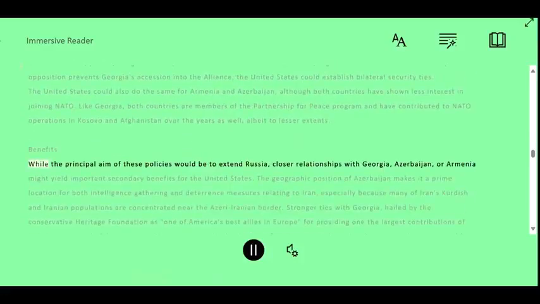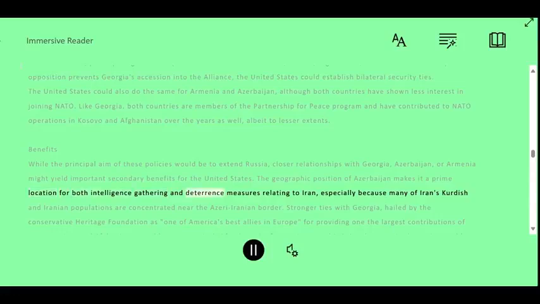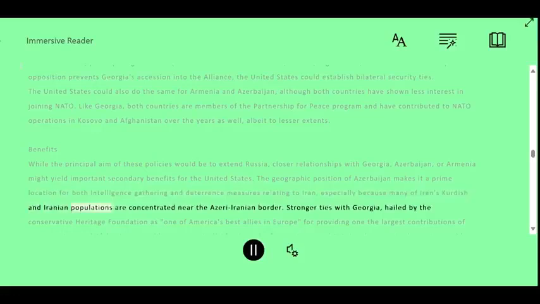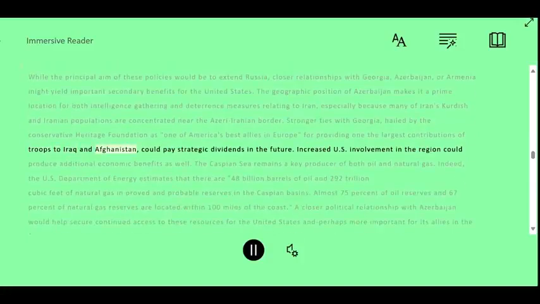Benefits. While the principal aim of these policies would be to extend Russia, closer relationships with Georgia, Azerbaijan, or Armenia might yield important secondary benefits for the United States. The geographic position of Azerbaijan makes it a prime location for both intelligence gathering and deterrence measures relating to Iran, especially because many of Iran's Kurdish and Azeri populations are concentrated near the Azeri-Iranian border. Stronger ties with Georgia, hailed by the conservative Heritage Foundation as one of America's best allies in Europe for providing one of the largest contributions of troops to Iraq and Afghanistan, could pay strategic dividends in the future.